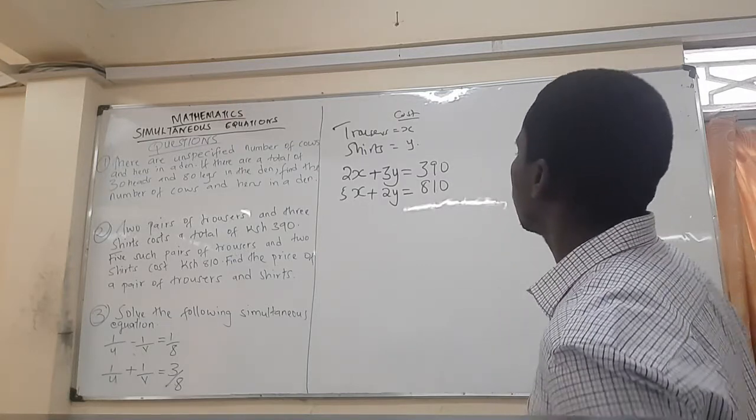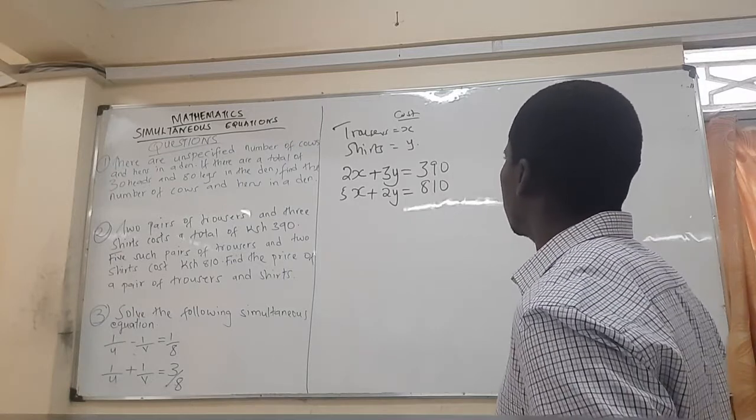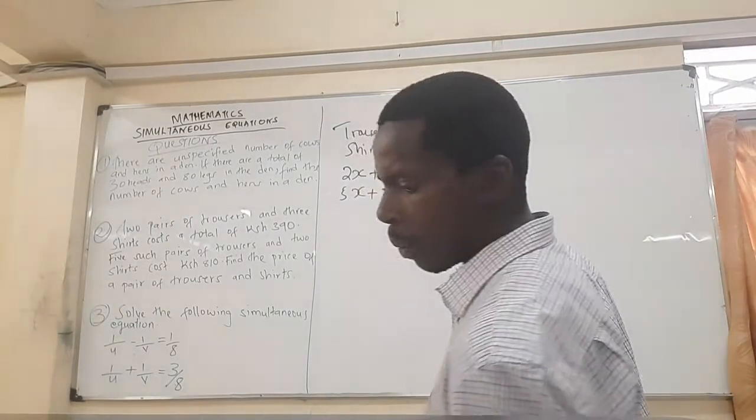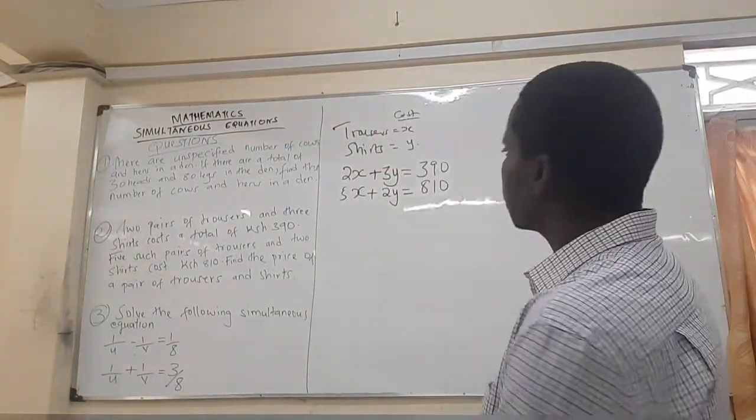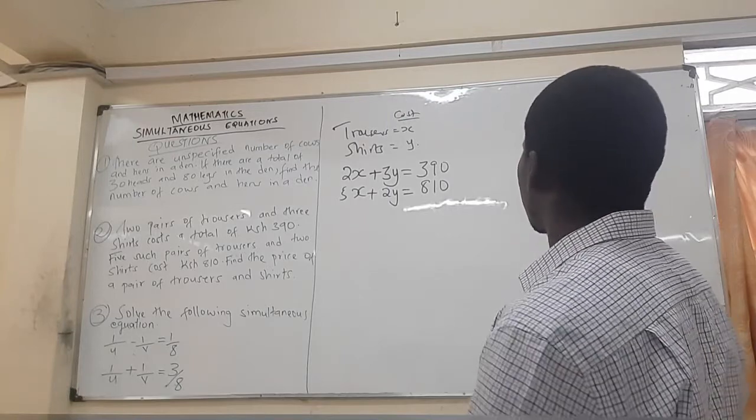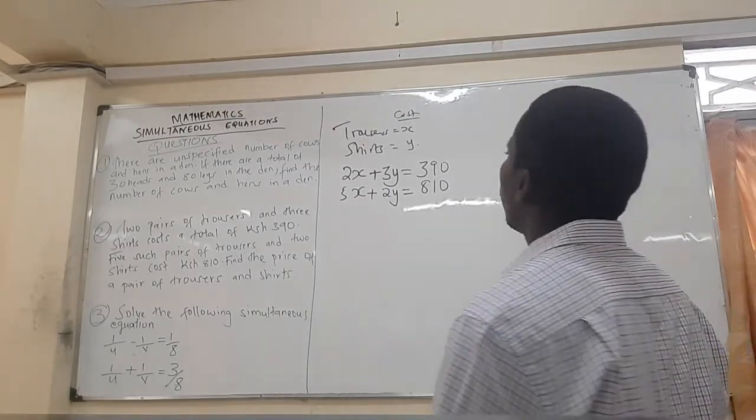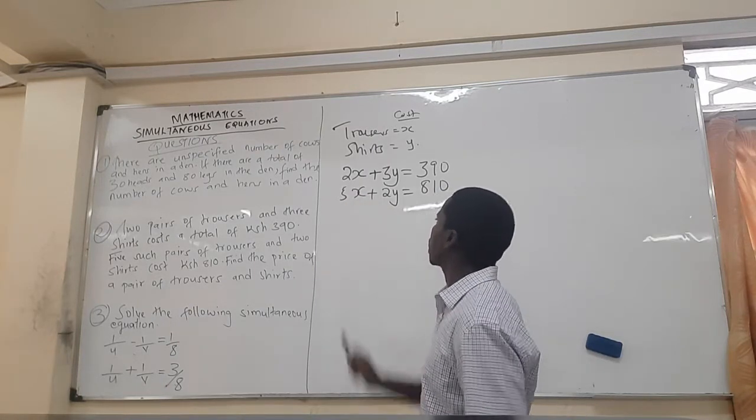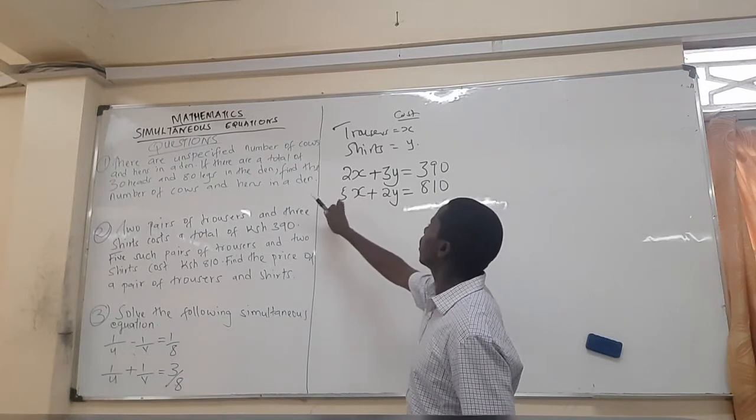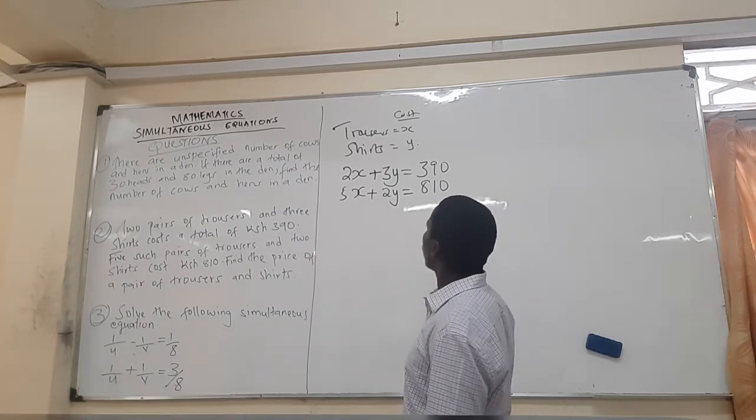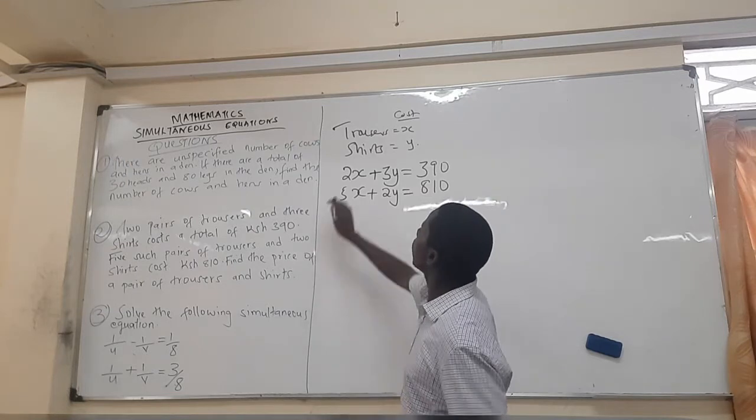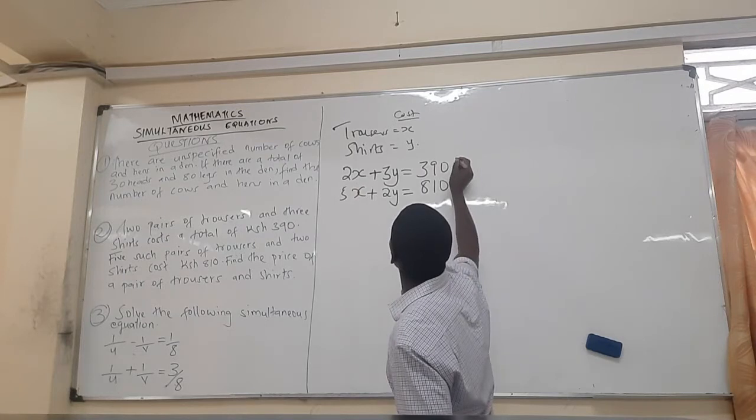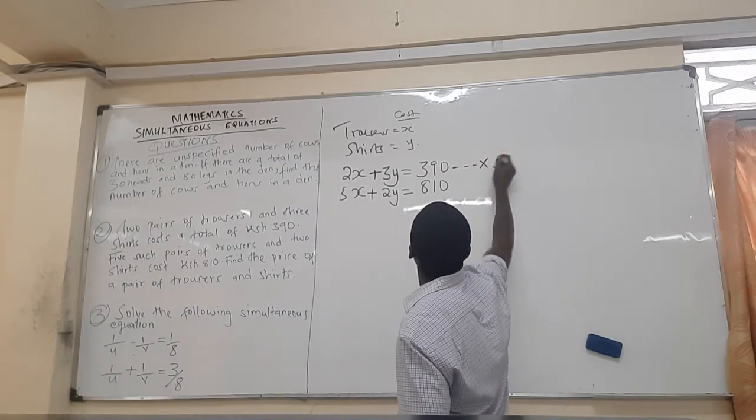Now we have to decide first, which one do you want to eliminate? Do you want to eliminate x, or do you want to eliminate y? So in our case, let us eliminate x. For us to eliminate x, we need to have the values of x being the same. This is 2x, this is 5x. So how do we go about that? So we find the LCM of 5 and 2, of course, which is 10. So we make the first equation's value of x to be 10. So here we need to multiply everything by 5.